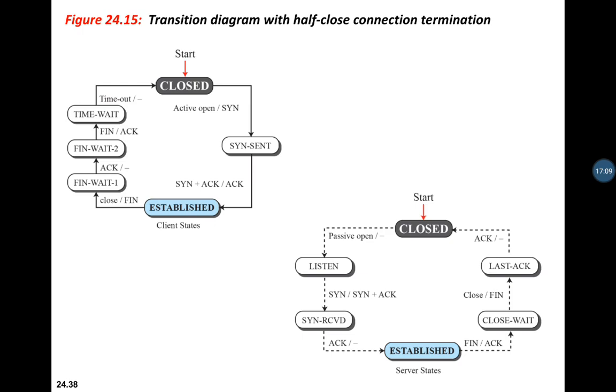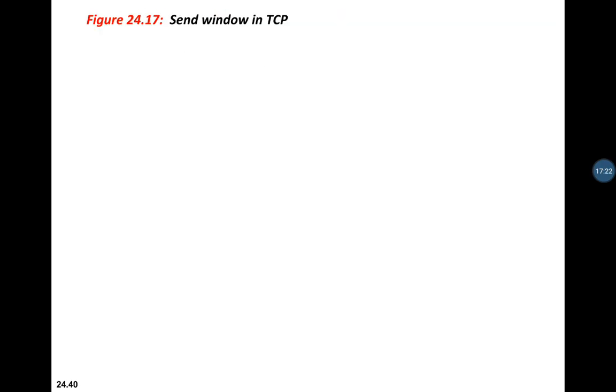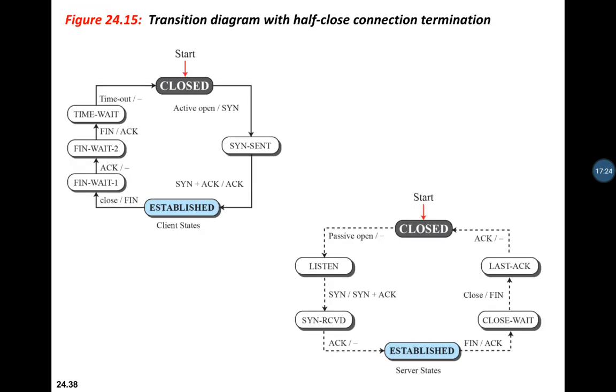TCP in turn sends a SYN segment and it moves to the SYN-sent state. You can see the first figure, where on the right side you have active open, which is the input. In return, TCP sends a SYN, which is output from the TCP. It moves to the SYN-sent state from the closed state.